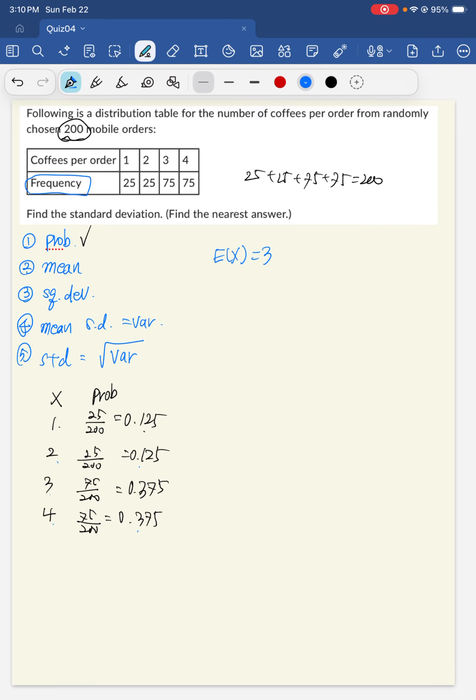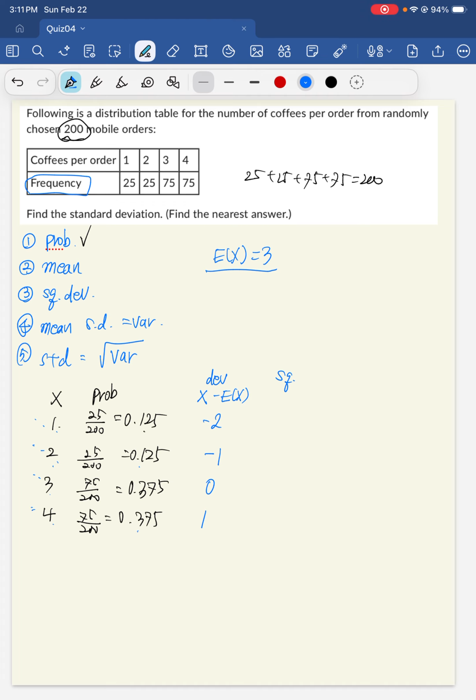And let's calculate the deviation first. The deviation is x minus the mean. So relative to the mean, how far and in which direction the outcome is. Say a random mobile order has only 1 coffee, that's 2 coffees lower than the mean. And outcome 2 is -1, 3 is 0, 4 is 1. You are subtracting the mean from the outcomes 1, 2, 3, 4, giving -2, -1, 0, and 1. They are deviations, how much they deviate from the mean.